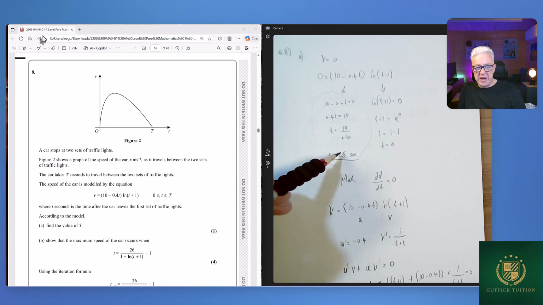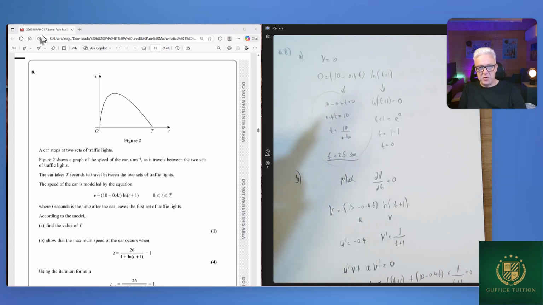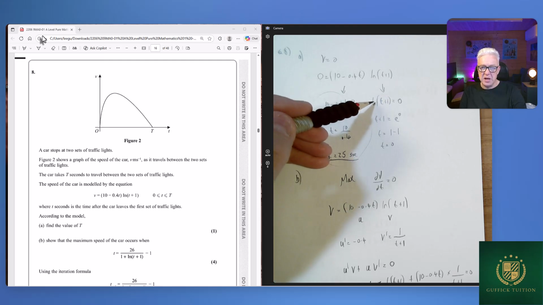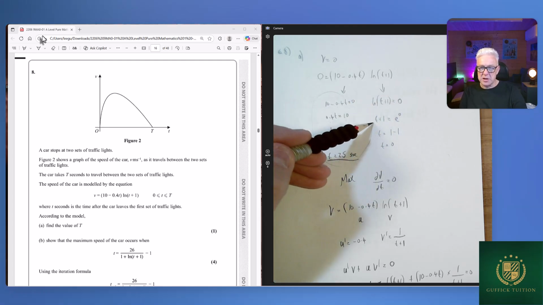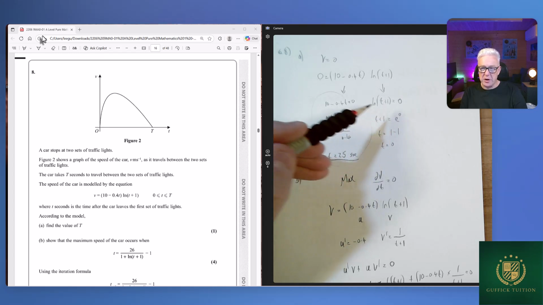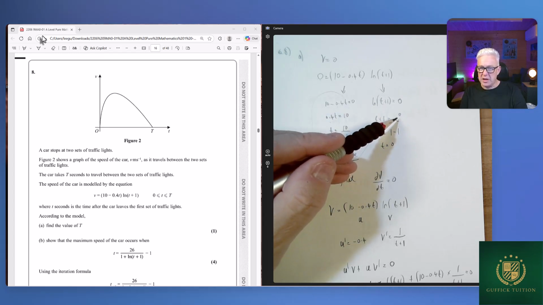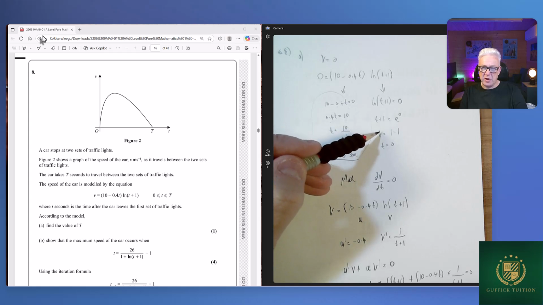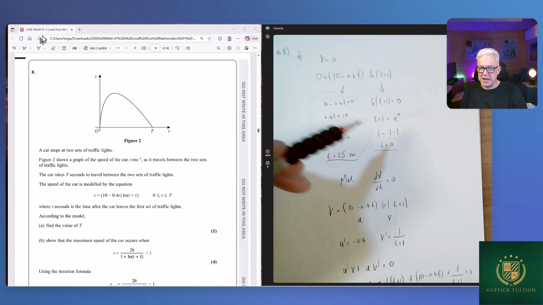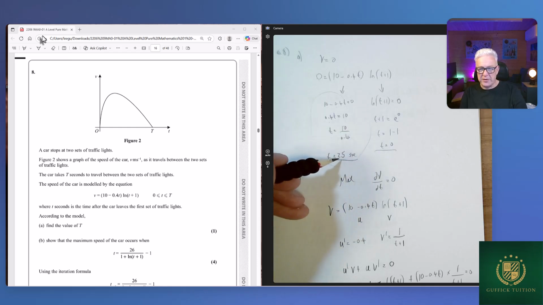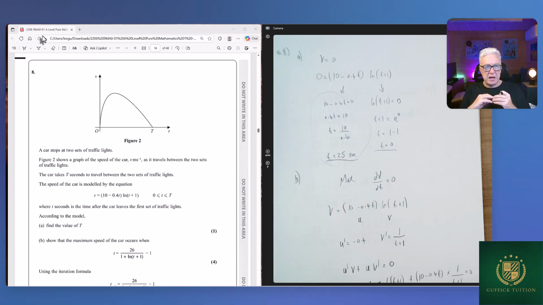Now that is going to be the answer for T, presumably. But let's just check what's happening with the other solution. So the other solution says that ln(t + 1) is 0. So when we reverse the logs, that gives us t + 1 = e^0. Anything to the power of 0 is 1. So that means t is equal to 1 take away 1, which is therefore 0. So that's the origin. So the value that we're after for T is 25 seconds.